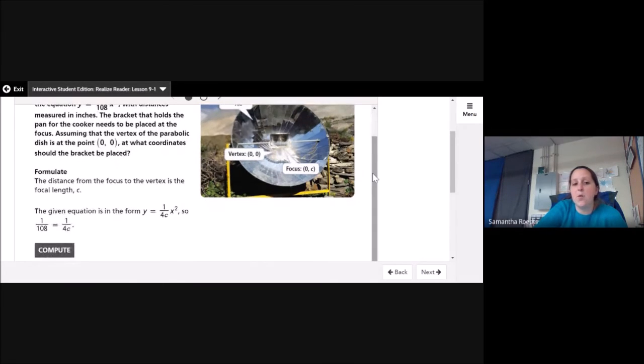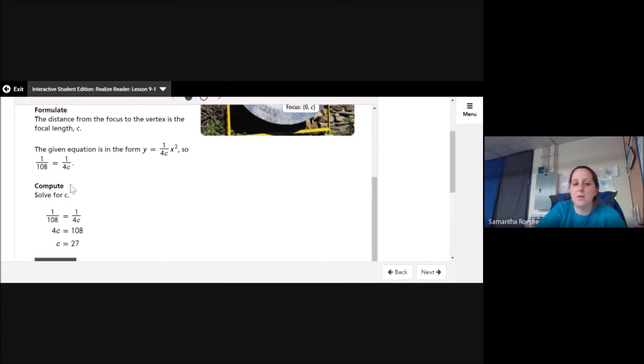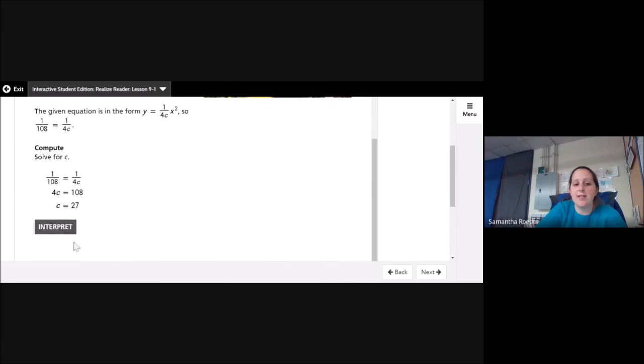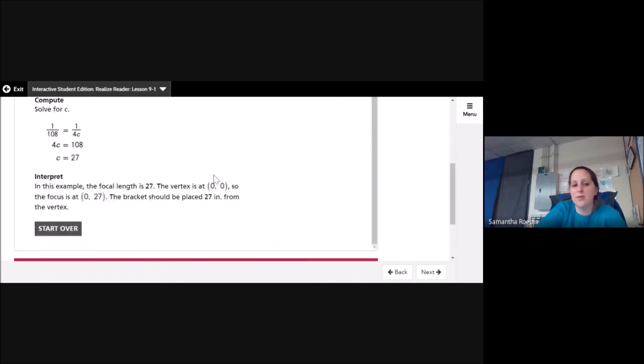So the distance from the focus to the vertex is the focal length c. The given equation is in the form y equals 1 over 4c x squared. So 1 over 108 equals 1 over 4c, and I need to solve for c. So c equals 27. In this example, the focal length is 27. The vertex is at 0, 0, so the focus is at 0, 27. The bracket should be placed 27 inches from the vertex.